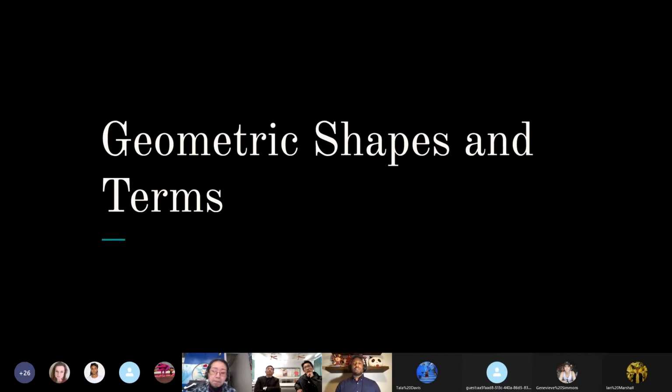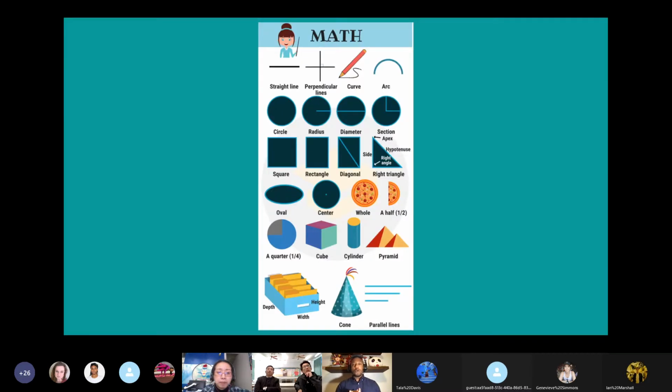So let's go on to some geometric shapes and terms for those. All right, so I hope everyone can see this. It's a little bit small, but I think it's coming through. But here, this is definitely on the geometric side.